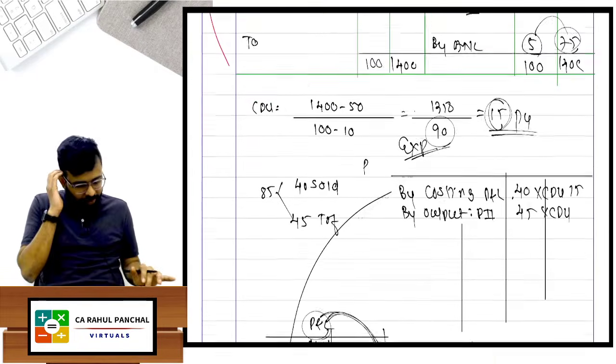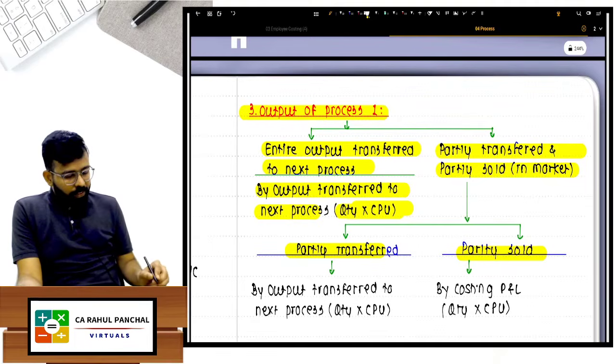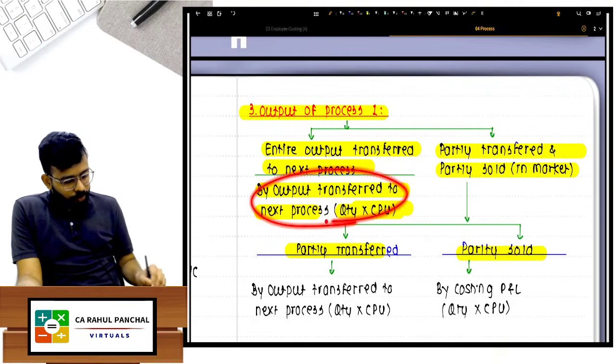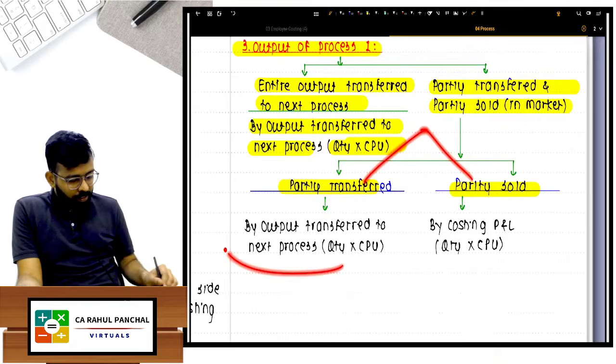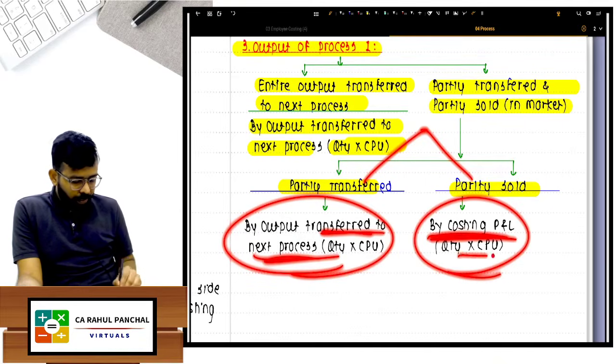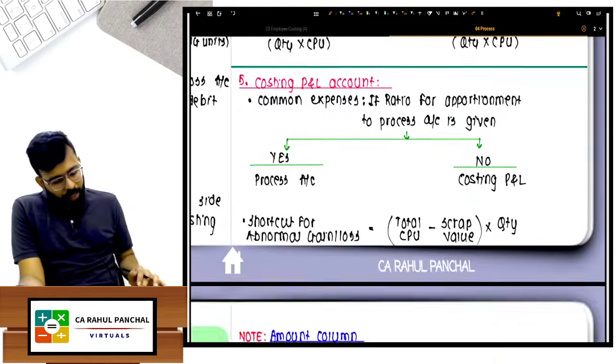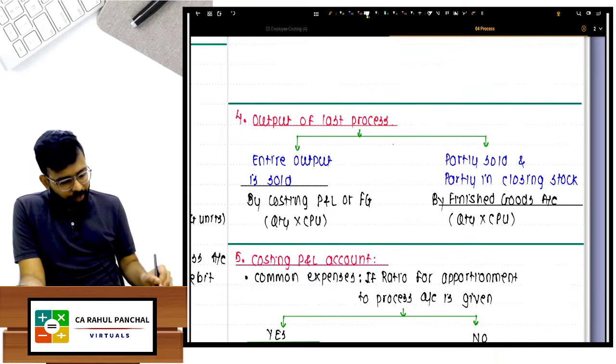Be very careful with this. So I have explained this. If output hai, if it is entirely transferred or directly transferred to next process, if it is partly transferred, whatever is transferred, output transferred to next process, and whatever is sold, you will say by costing P&L. उसके debit में जाएगा, but जाएगा at a cost only debit side में. Okay. Now sir, if it is a last process, what you would have done?